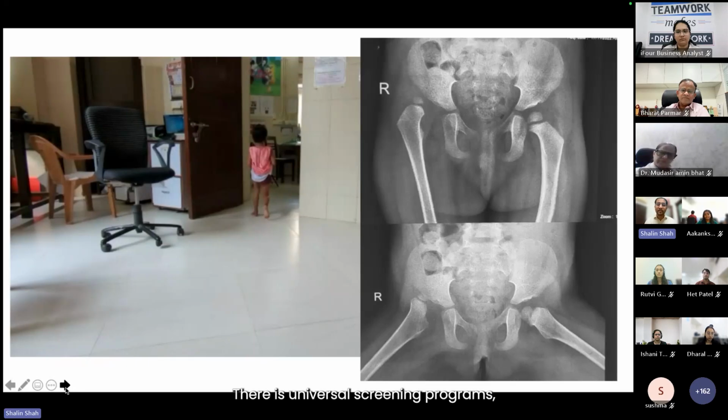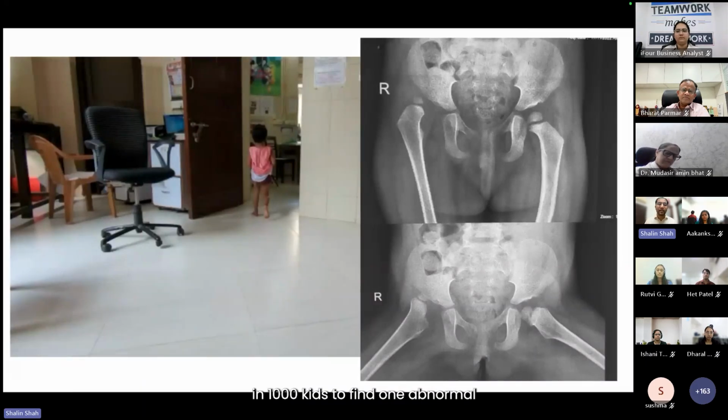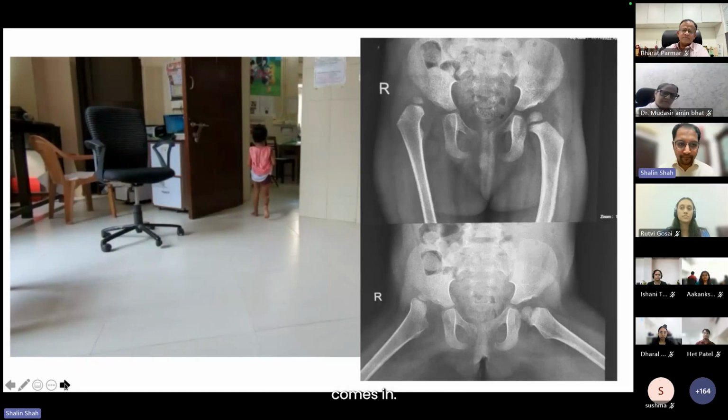there are universal screening programs, screen every child's hips with ultrasound, so we can find kids who have hip dysplasia early on. The only issue is the incidence of DDH is 1 in 1,000. So completely dislocated hips, the incidence is 1 in 1,000. So you have to do ultrasound of the hips in 1,000 kids to find one abnormal hip, which is where the real cost of this investigation comes in.